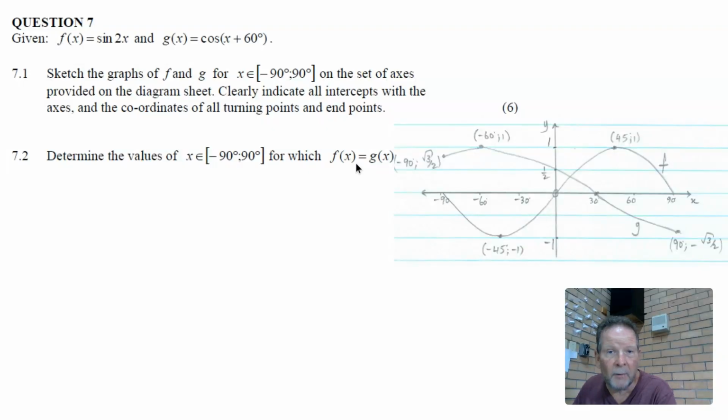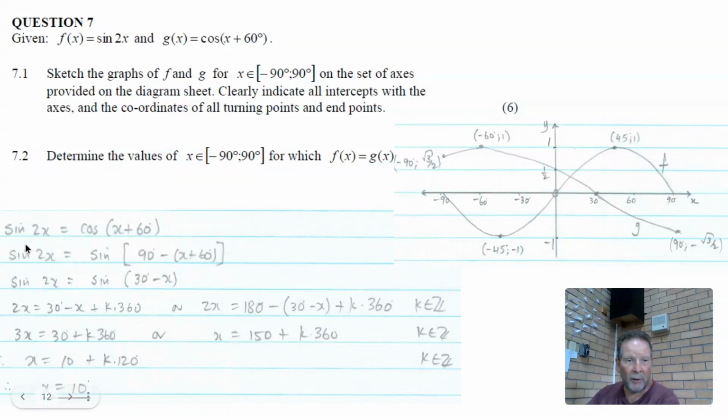Now, determine the values for where f equals g, and it's 6 marks, a lot of marks. That right there, where they equal each other. Okay, how would we get that value right there? Well, we have to let these two equations, f and g, equal each other. Go sine 2x equals the cos of x plus 60. You get a mark just for figuring that out. But now it's time for this special trick. Instead of cos, make it sine of 90 minus. And 90 minus x plus 60 is 30 minus x.